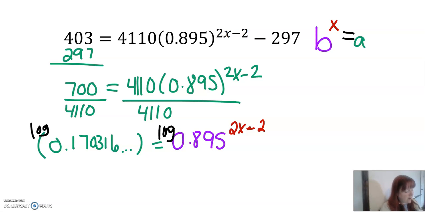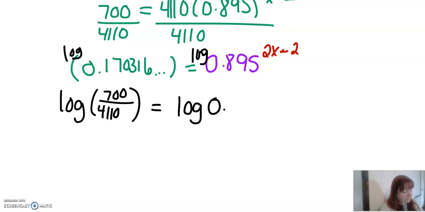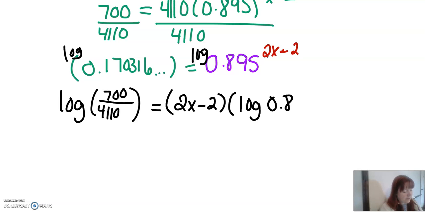Now remember, when we take the log of both sides, it basically brings the exponent down in front. So we have log of that ridiculous number. I'm going to write the fraction so that I remind you not to round that number, because when we're dealing with exponentials, rounding can really mess you up. So do not round anything, okay? 2x minus 2, except for your final answer. So we bring the exponent down in front, and then I have 2x minus 2 times log of 0.895.